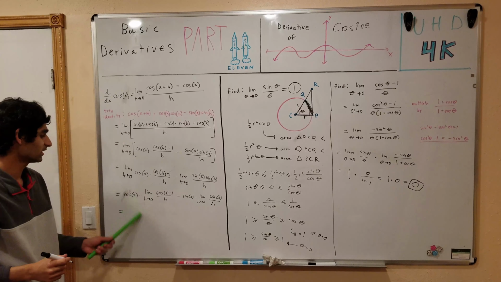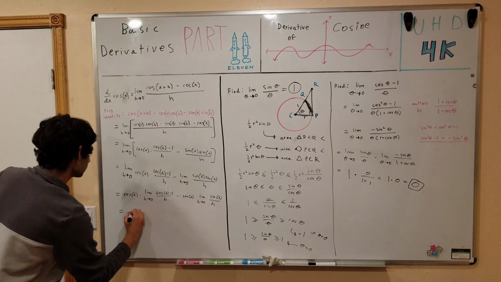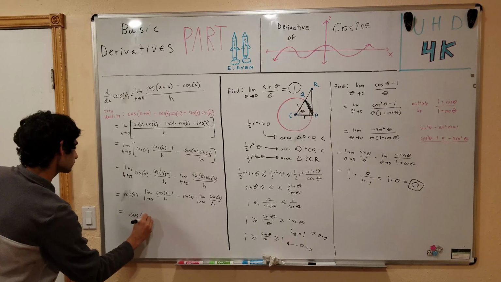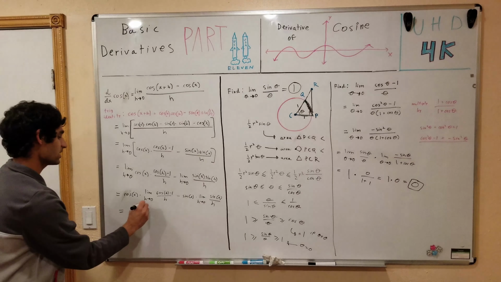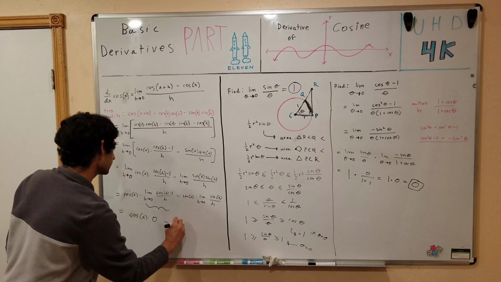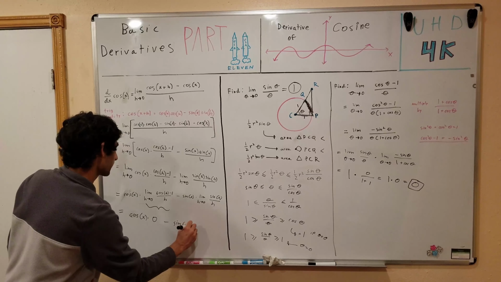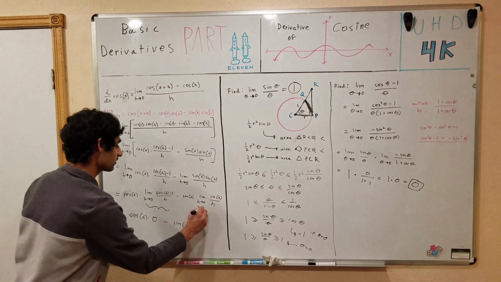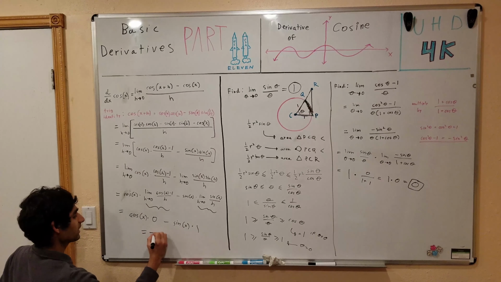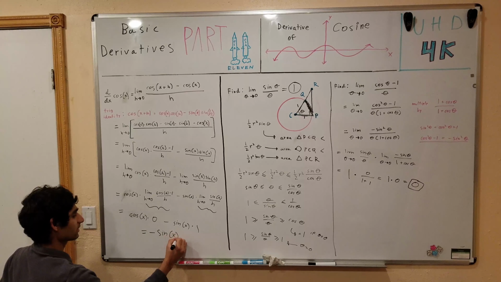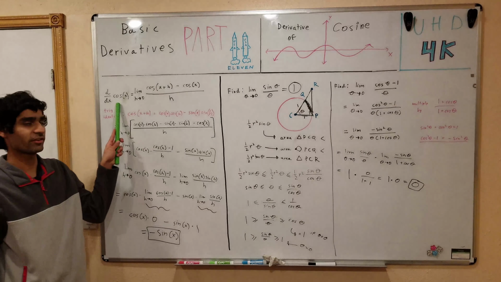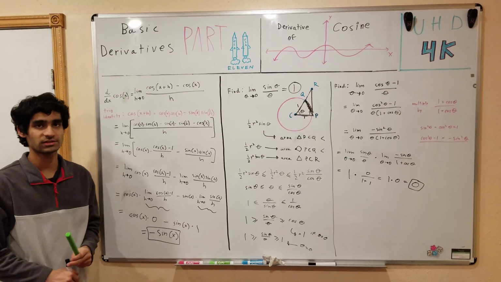And what is this equal to? Well, we know that the cosine of x is just over here, cosine of x, times, what is this limit over here? Well, we actually found that to be 0, minus sine of x. And what did we find this limit to be? We found it to be 1. And so this whole thing evaluates to negative sine of x. So we have found that the derivative of cosine of x with respect to x is negative sine of x.